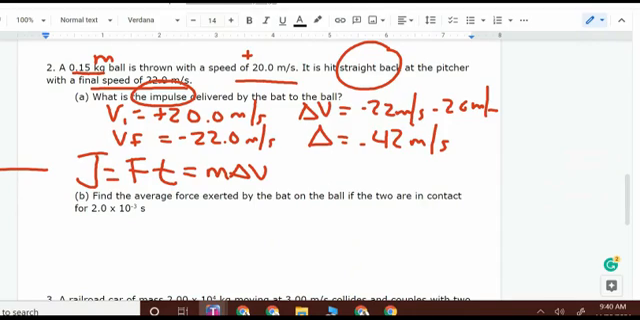Am I right? Did we do this right? Did you get that the impulse delivered by the bat to the ball is negative 6.3 kilogram meters per second?